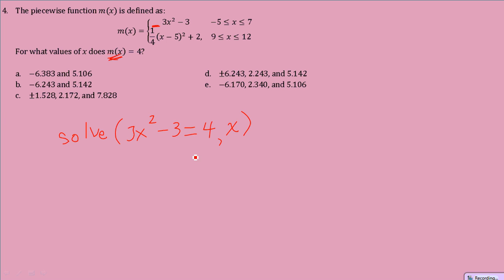Okay, I realize that you guys don't have calculators at home that can do this, but hopefully maybe at the beginning of class you can come in early and just work it out, just make sure that you understand how to do it. So if you solve that, you end up getting positive or negative 1.528.